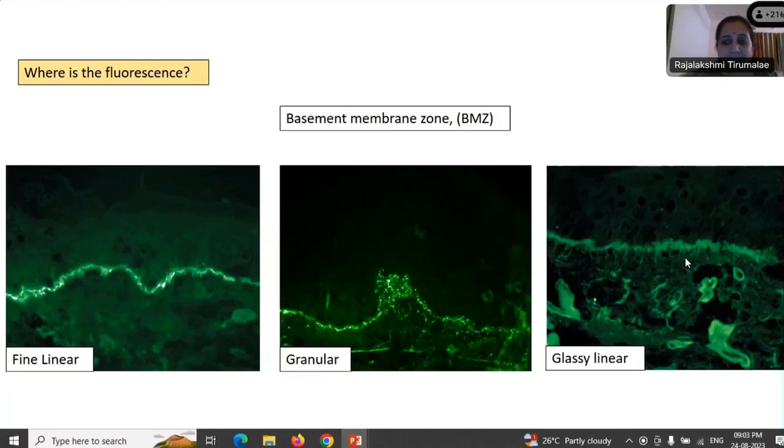So just in the basement membrane, you notice it's also in the blood vessels. Now that's a clue for this disease. I'll come to that.